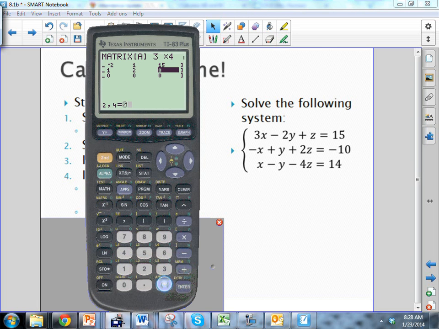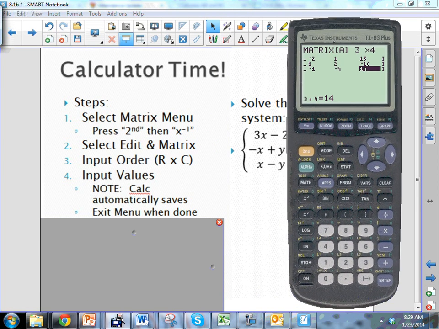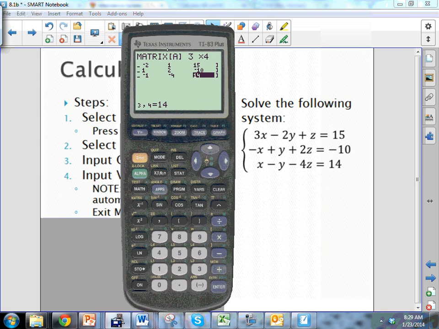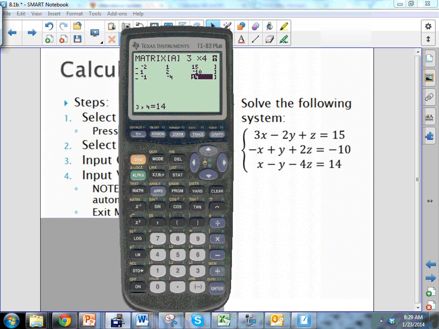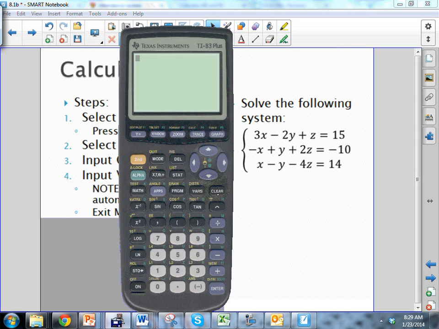How do you clear a matrix once it's in there? Because I accidentally made one of that. You can't really clear it out necessarily. You can replace it with a different matrix later. Now, once you have things entered, it will save it. So once you've entered your matrix, just say second quit. It's automatically saved. You don't have to press a save. It just saves it.